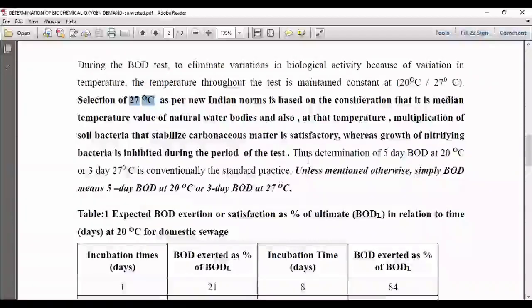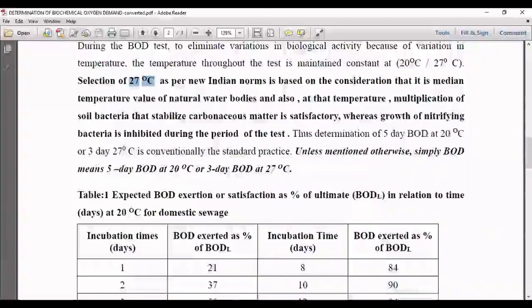and now we have the 3 day BOD test. Thus, the determination of 5 day BOD at 20 degrees Celsius or 3 day BOD at 27 degrees Celsius is conveniently the standard practice, unless mentioned otherwise. Simply, BOD means 5 day BOD at 20 degrees Celsius or 3 day BOD at 27 degrees Celsius.